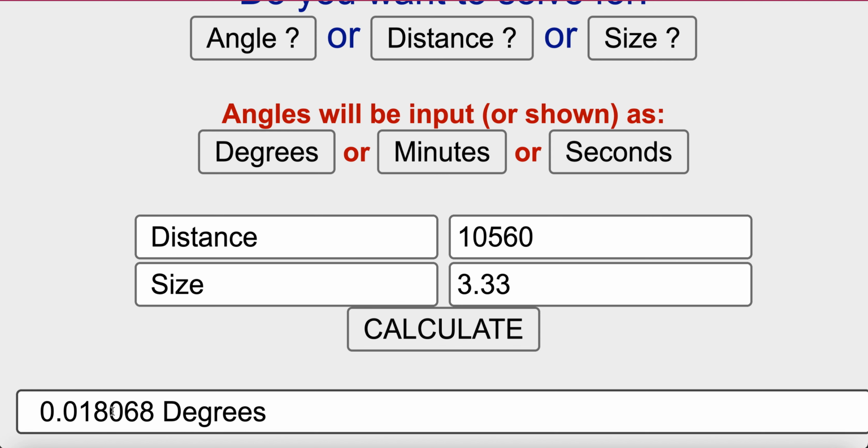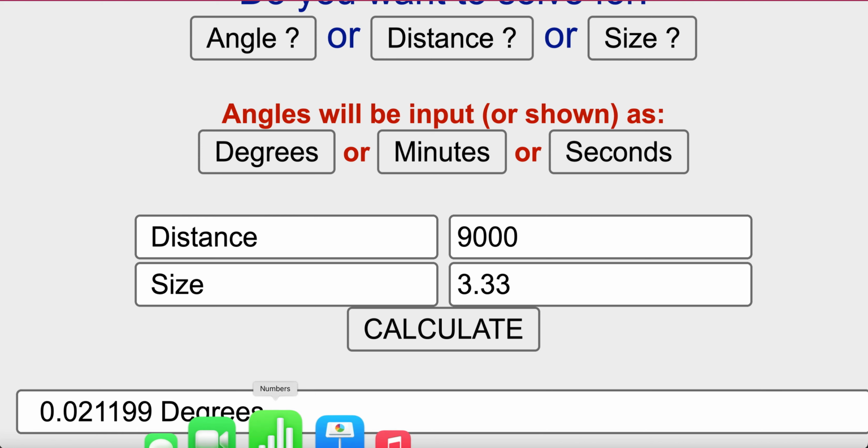2 miles, because that's 0.018. So, technically, it would disappear prior to 2 miles. Let's just put in 9,000 feet. Angle, degrees, calculate. Right? It would at 9,000 feet. So less than 2 miles. Something that's 3.33 feet high would have an angular resolution limit of 0.02 degrees. So less than 2 miles.